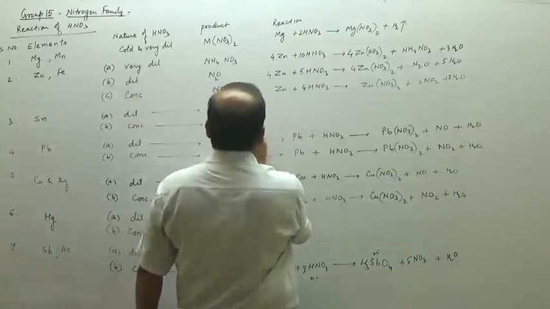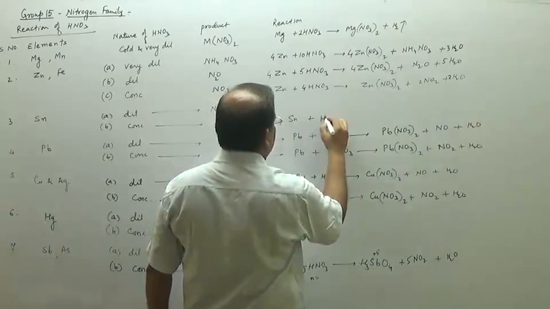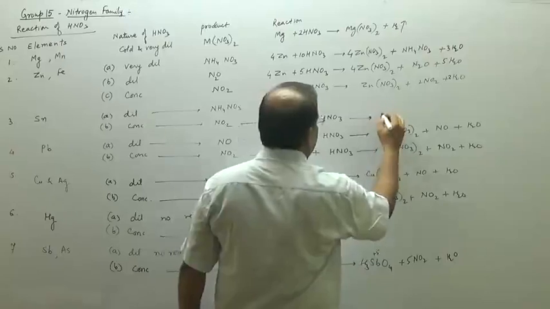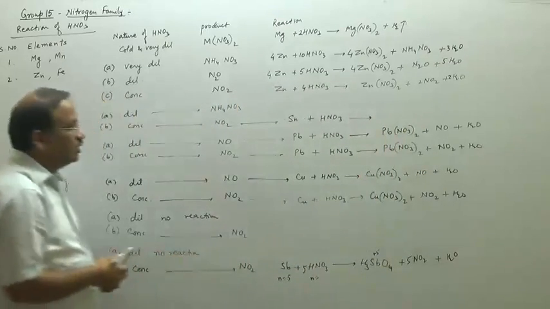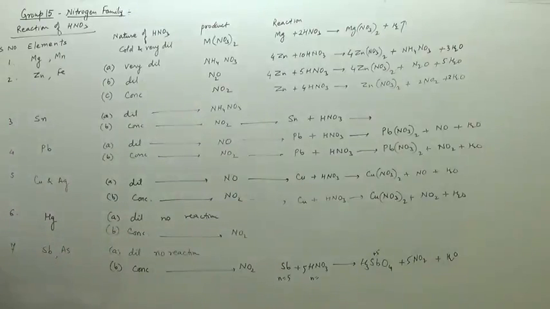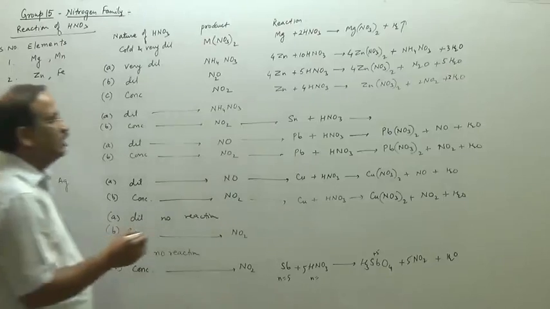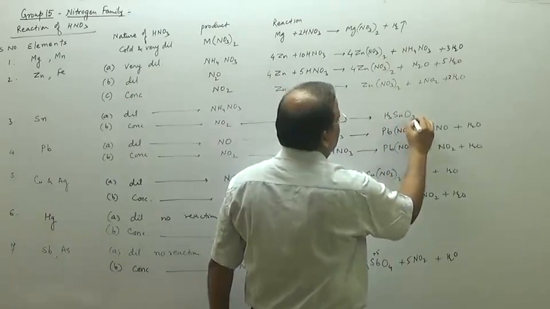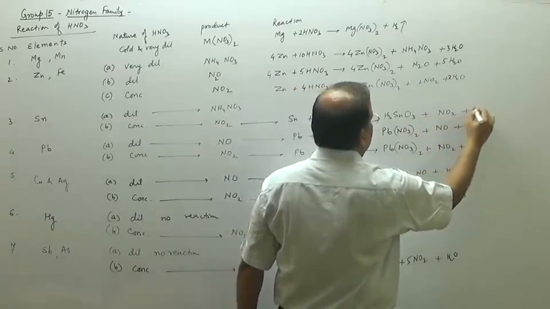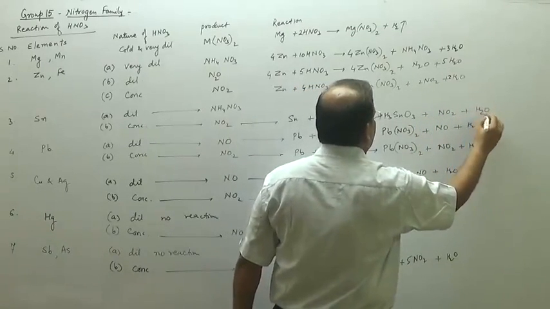In case of tin also, you write Sn plus HNO3. Because tin, we know, forms stannic acid, so stannic acid plus NO2. So in case of tin, it is H2SnO3 plus NO2 plus H2O. That is the stannic acid what we have.